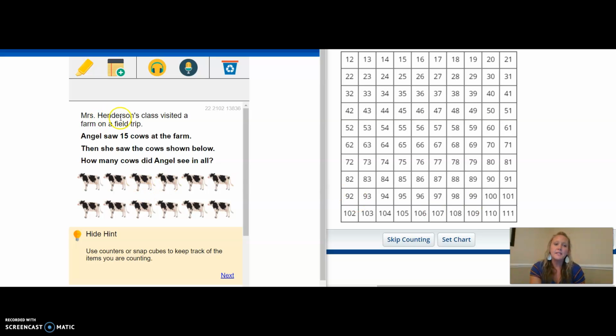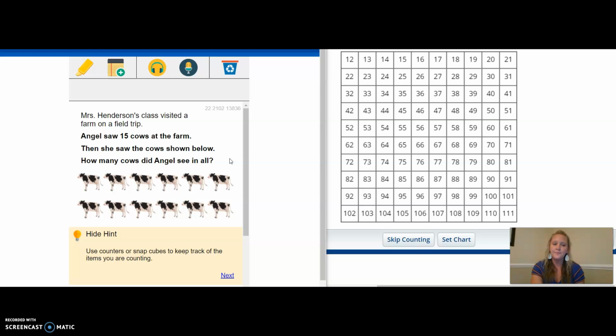Mrs. Henderson visited a farm on a field trip. Angel saw 15 cows at the farm. Then she saw the cows shown below. How many cows did Angel see in all? So in order to solve this problem, I want to read the question again to myself to think about what I am going to do to solve it.